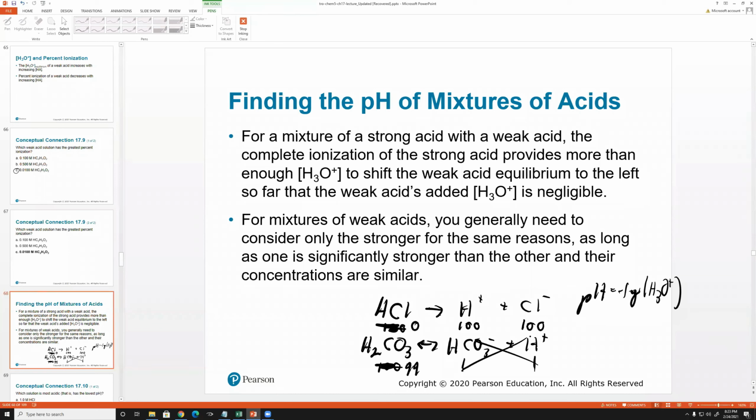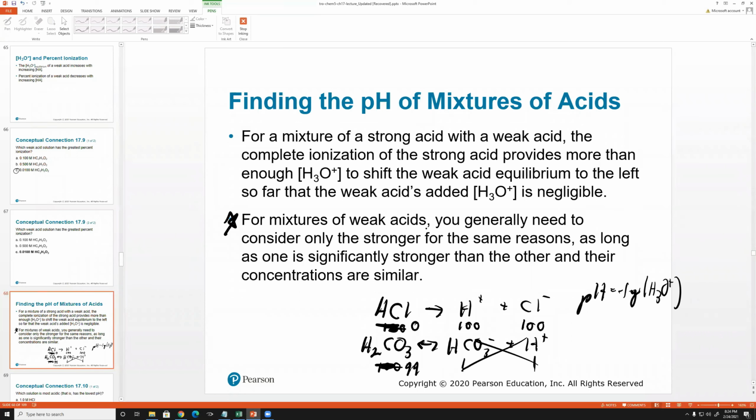Don't really worry about doing an ice chart for the dissociation of the weak acid if you're given a scenario where you have both a strong and a weak acid. You could just use the concentration of H plus in the full dissociation of the strong acid and use that to solve for your pH. Any questions on that? No? Okay. But then let's make it different.